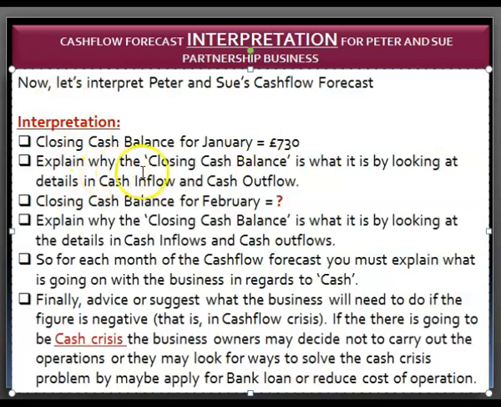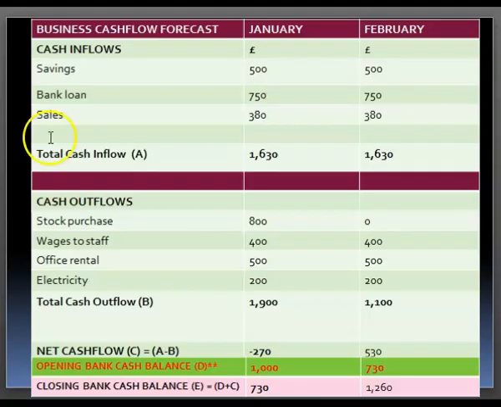So now we're going to have to explain the closing cash balance. Explain why the closing cash balance is what it is by looking at details in cash inflow and cash outflow. You can see they have enough cash here for January, so you need to explain why they have enough cash for January. So let's go back into the table here.